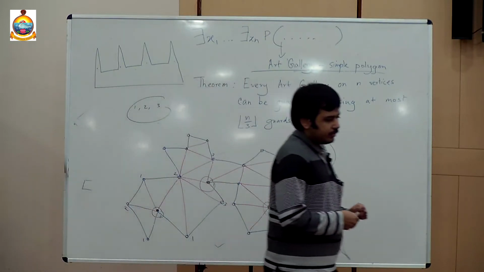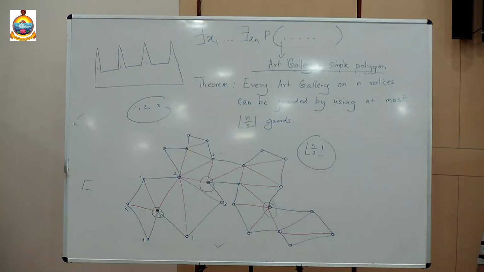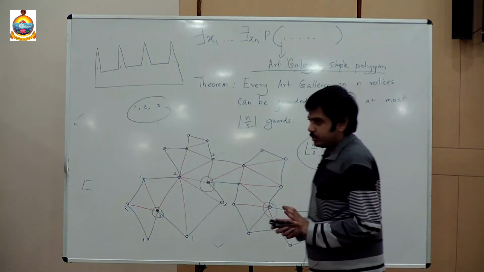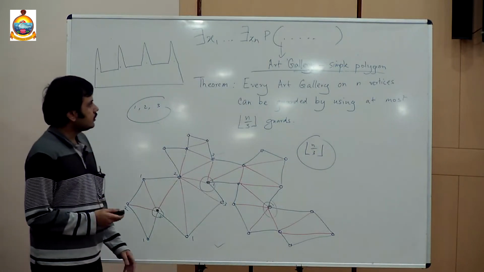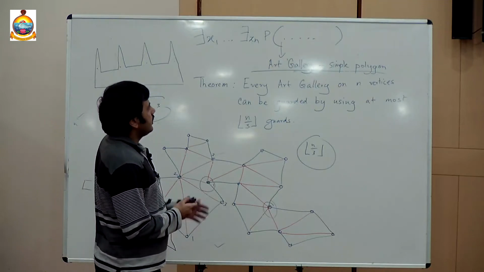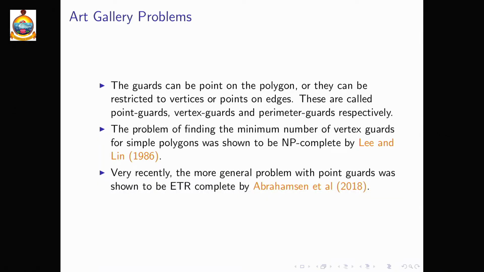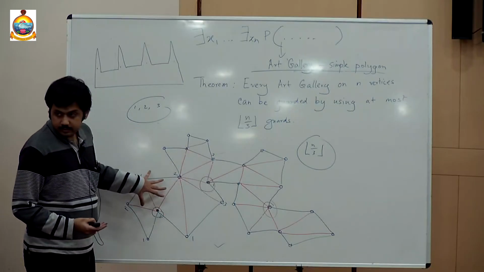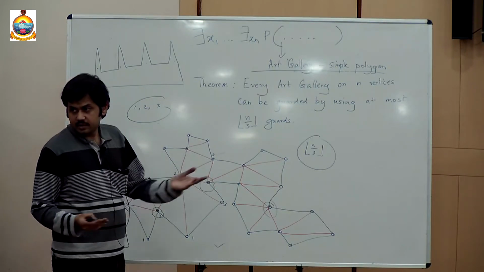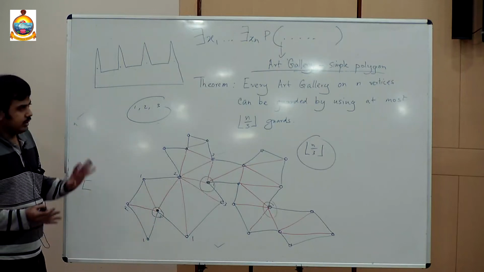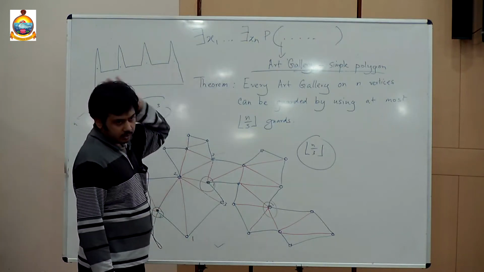We want to know the minimum number of guards that are needed to guard the whole polygon, and this is known to be NP hard. Not only NP hard. Here we are using the vertices as guards. For that version, the problem is NP complete, but if we are allowed to use any point in the polygon, any internal point, with no restriction, then it has been shown to be ETR complete.